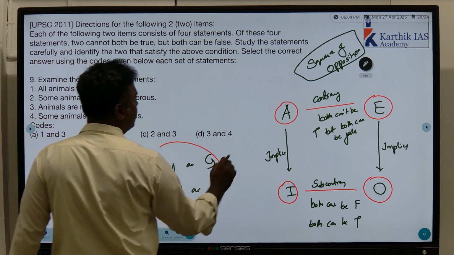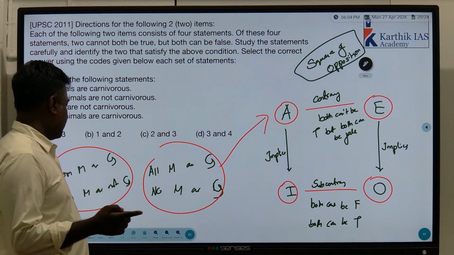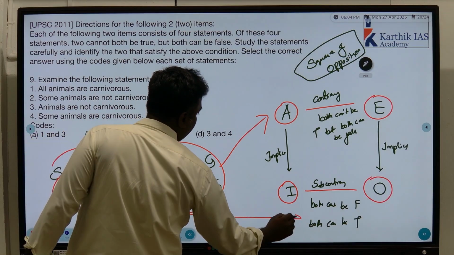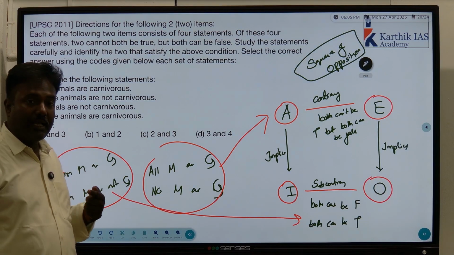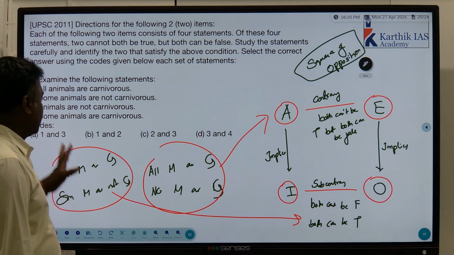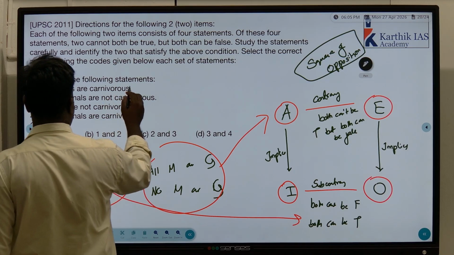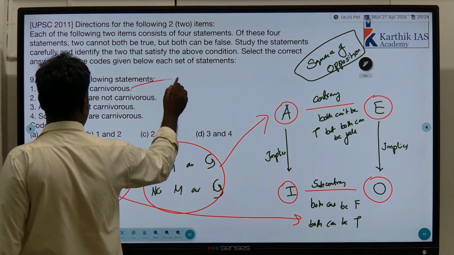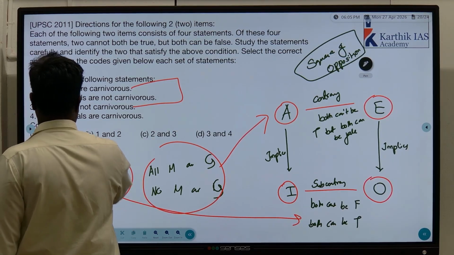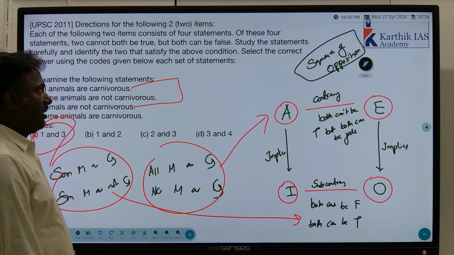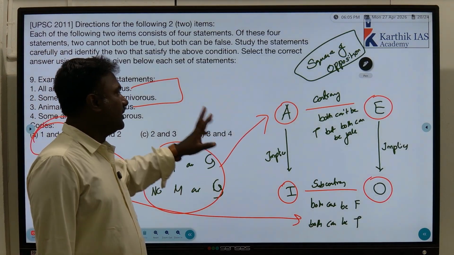These two statements both cannot be true, but both can be false. These two statements are the nature of the statements. I type and O type both can't be false, but both can be true. That is the conclusion for these two questions. So here, all animals are carnivorous and no animals are carnivorous. These two both cannot be true, but both can be false. 1 and 3. With that knowledge only you can understand this question. So square of opposition, try to understand this question.